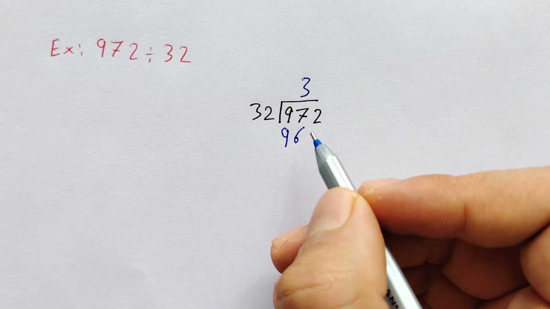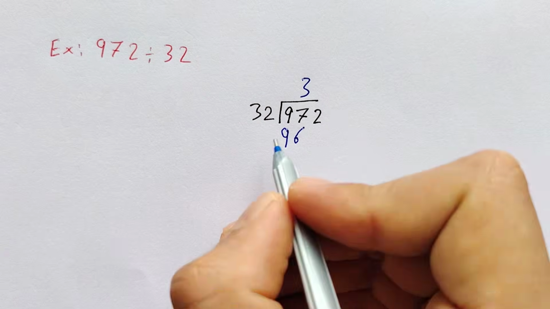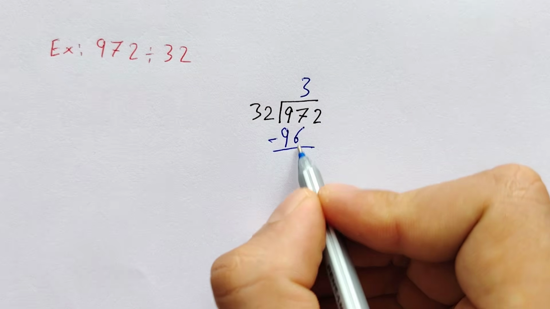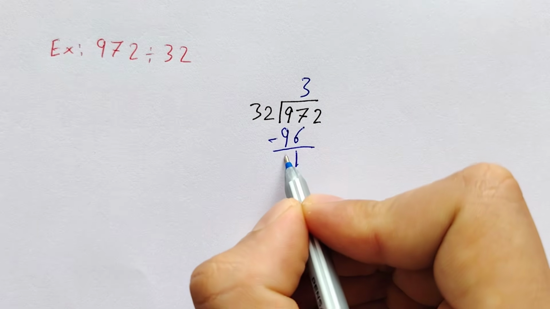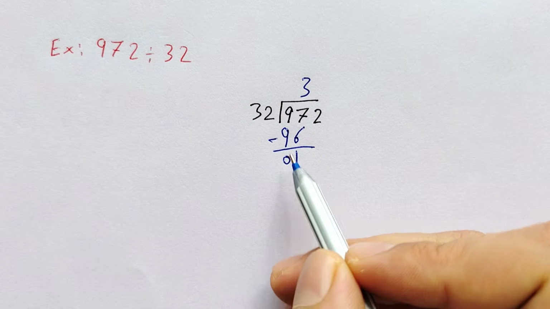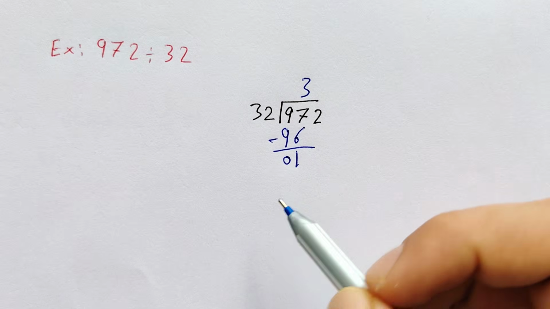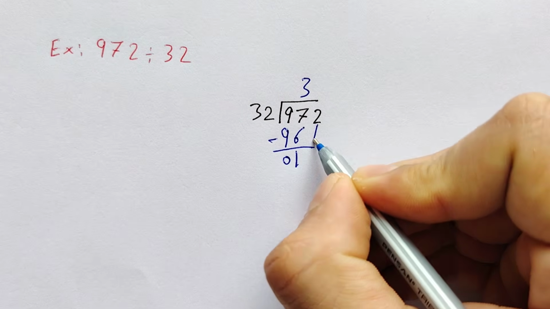Now we check, can we do that? 97 minus 96? Yes. Since we can do that, the 3 is okay for now. So we subtract it. That one will be 1. This one will be 0. Before bringing down the next digit, we still check: is our remainder less than the divisor? Yes. So the 3 is correct. Then we proceed and bring down the next digit.